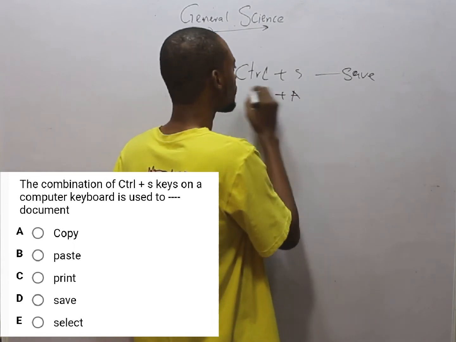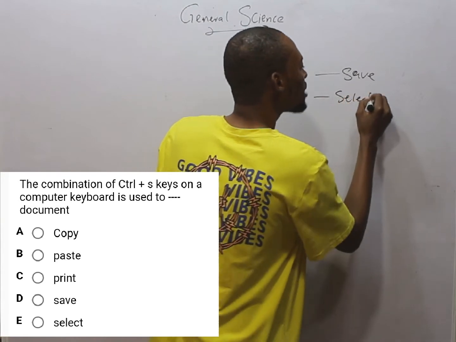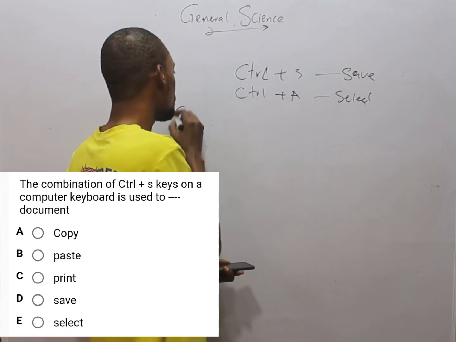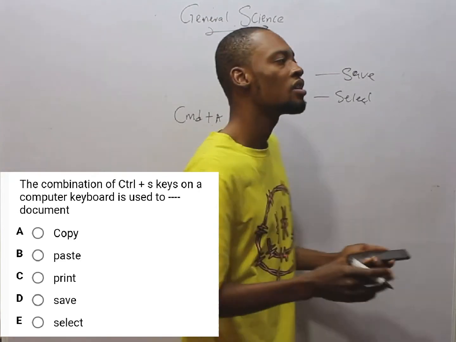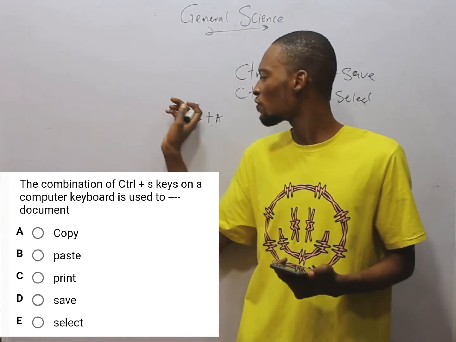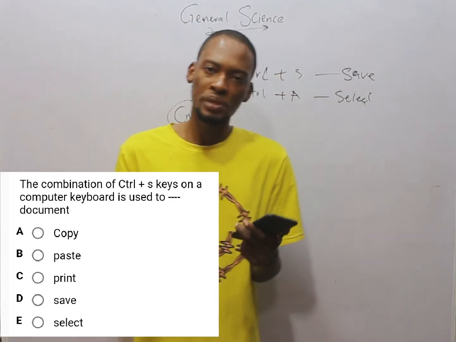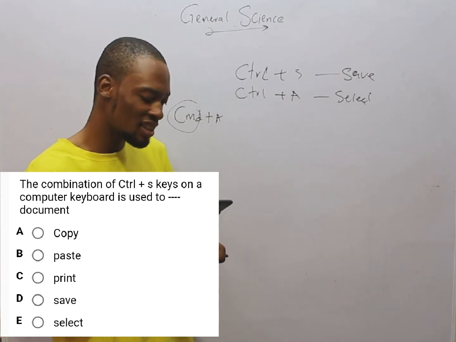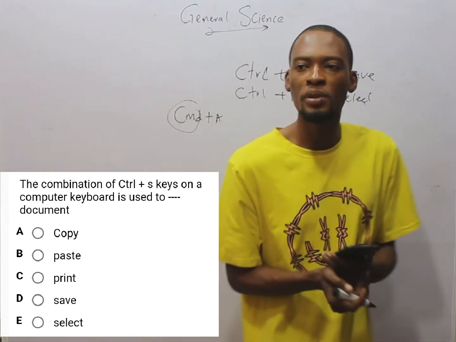Control plus A. Control and A key together will select. It will highlight everything. For Apple laptops, instead of Control, you use Command. Command plus A, highlight. Command plus S, save. So the function of Control in Windows laptops is the same thing as the function of Command in Apple laptops. Control plus P, print. Control plus B, bold. Control plus I, italic. And so on. Control plus C, copy. Control plus V, paste.